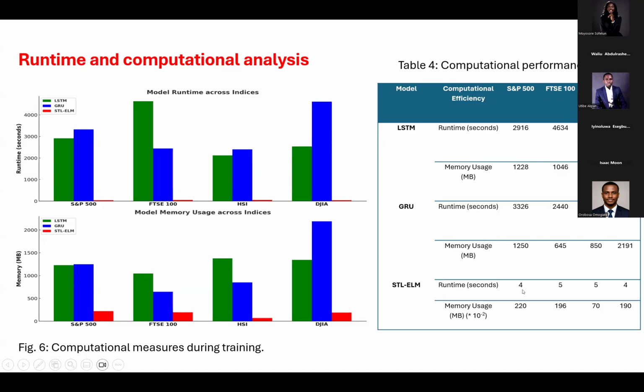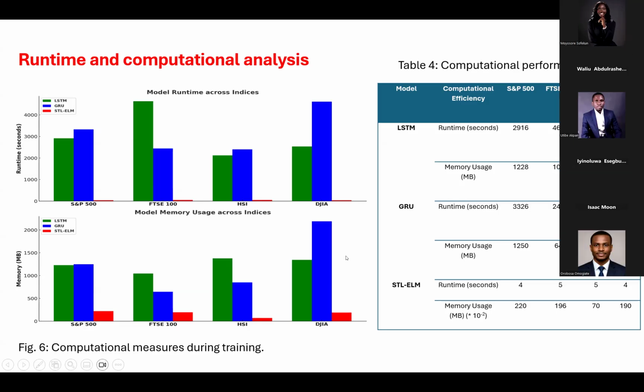The time it takes is like 4 seconds, 5 seconds, across all the data sets considered, whereas others are taking about 1 hour, as you can see, 2009 seconds, 1228, and the likes. Also, in terms of memory usage, our model uses the lowest of all, very small, 2.2 MB, unlike others that are using like 1228 MB and the likes, which shows that our model is not only accurate, but also computationally effective.